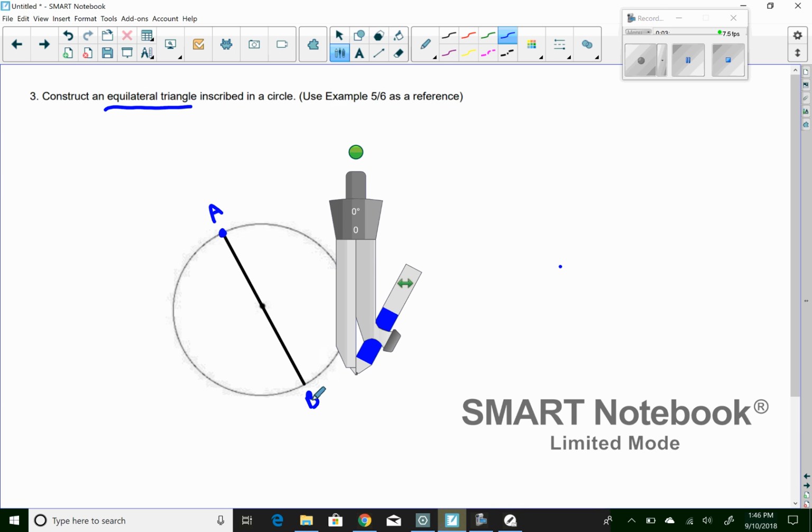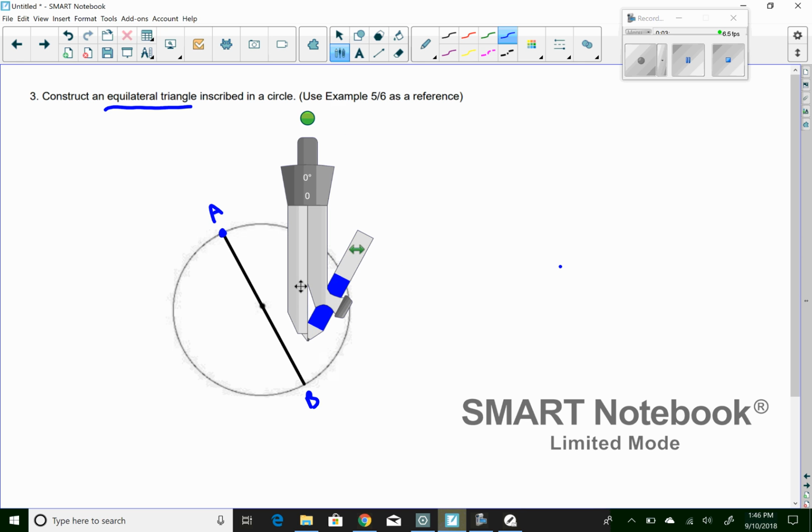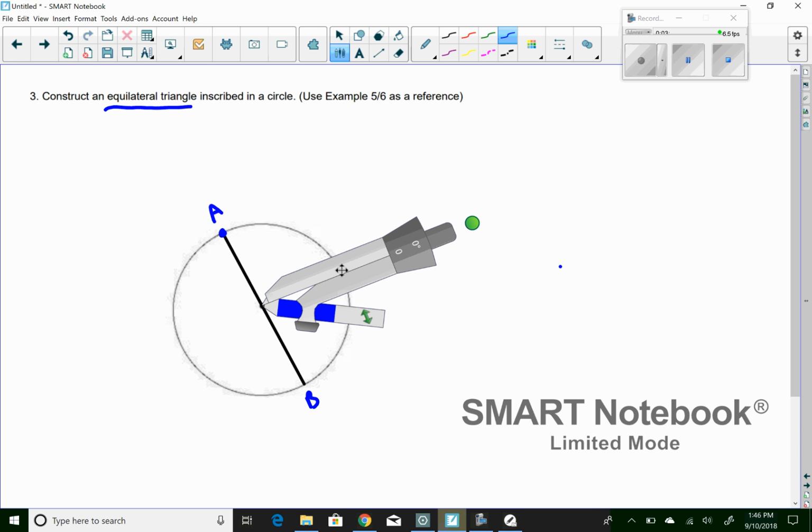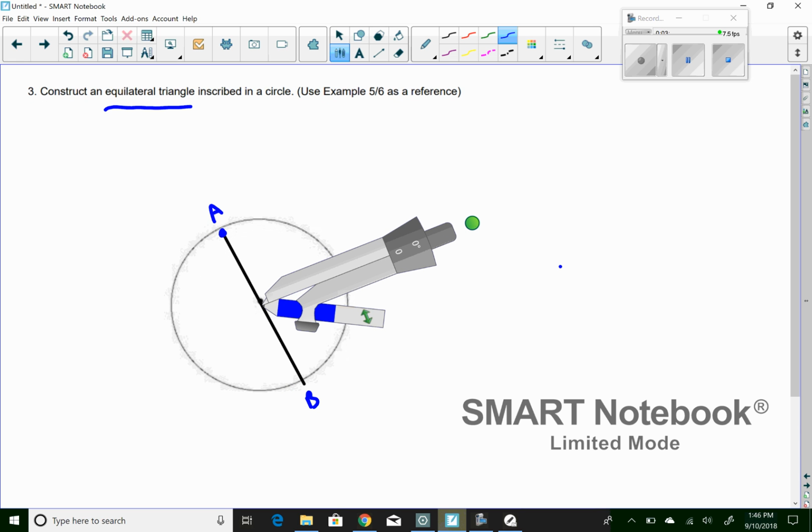Notice the diameter is the whole length of the circle. I don't want the whole length of the circle, but what I do want is to make it so that I know where those little marks need to be. So to do that, I'm going to take my compass and open it up so it's the distance from the center of the circle to one of the 2 points. It doesn't matter which one you choose.